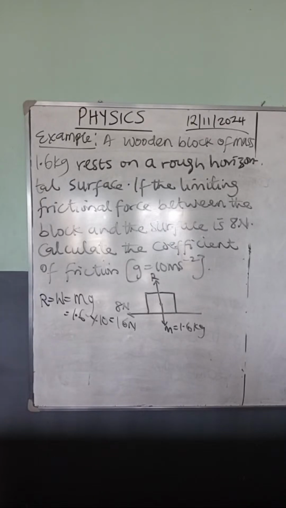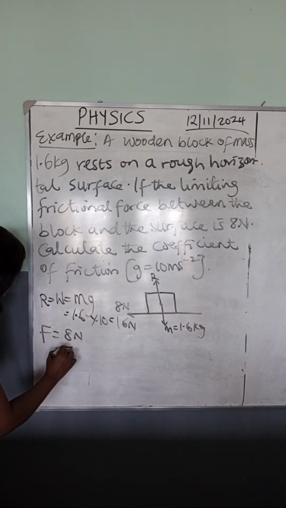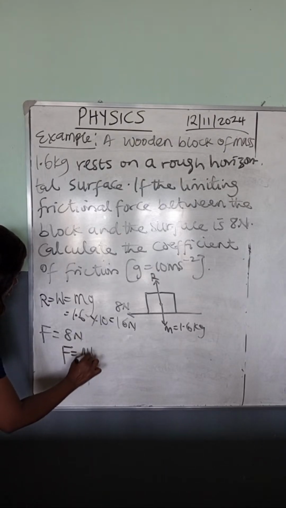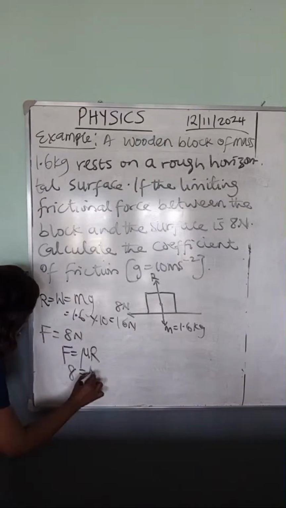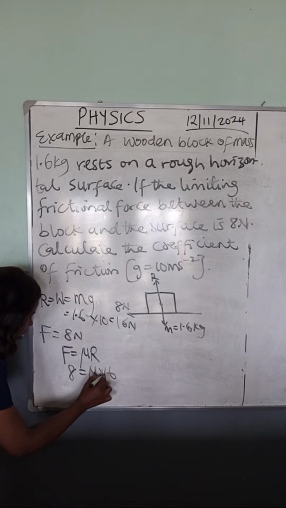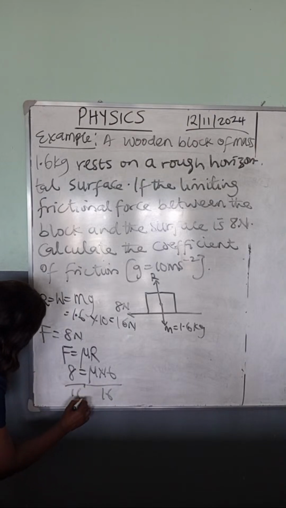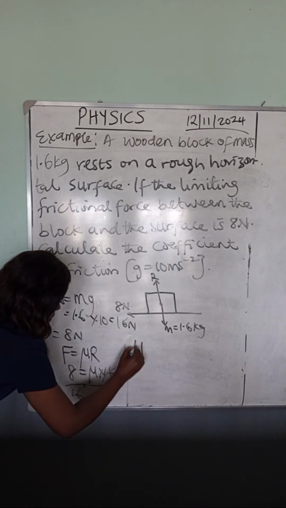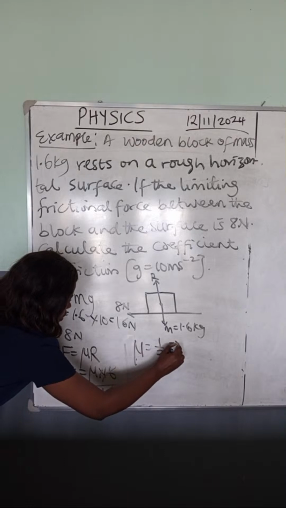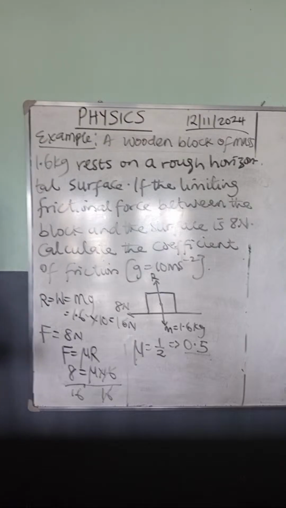So for me to get the coefficient, the frictional force is already given as 8. From the formula, the frictional force is equal to mu R. That is 8 equals mu times 16. So mu is 8 over 16, which is 1/2, or 0.5. So this is the coefficient of limiting friction.